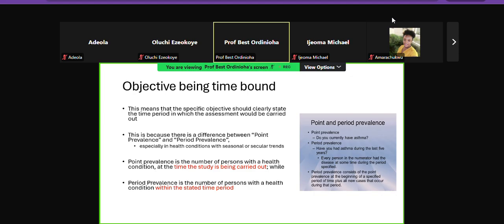For example, malaria is more common during the rainy season, as mosquitoes and malaria are more during the rainy season. So it is better for you to specify the period of the study so that you can interpret the findings. And then in your epidemiology, I'm sure you are taught about point prevalence and period prevalence. Point prevalence is that moment in time, whereas period prevalence is over a certain period.